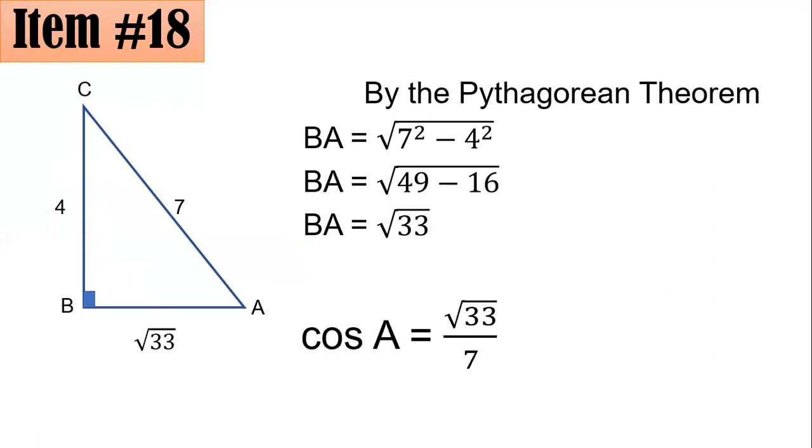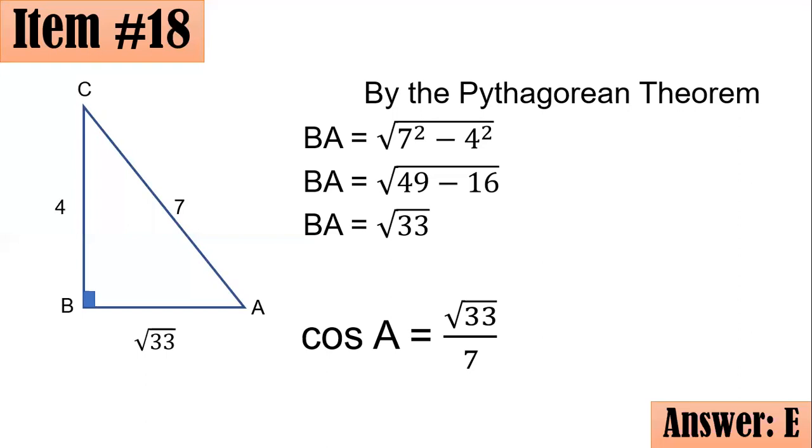And remember that cosine is defined as the ratio of the length of the adjacent side and the hypotenuse. So the adjacent side here is square root of 33 and the hypotenuse is 7. That's why the correct answer is letter E. It's not one of the choices. Remember, the instruction is, if the correct answer is not found in the choices, you have to write E. So E is the correct answer here, because it's not one of the choices.